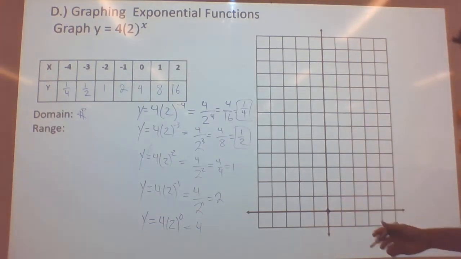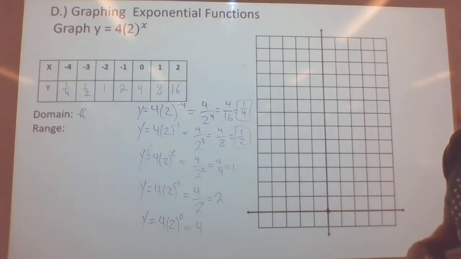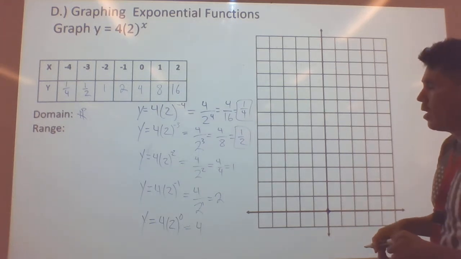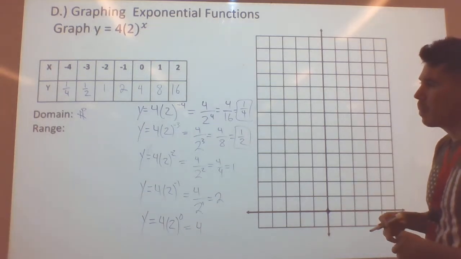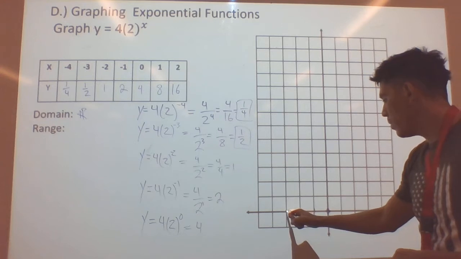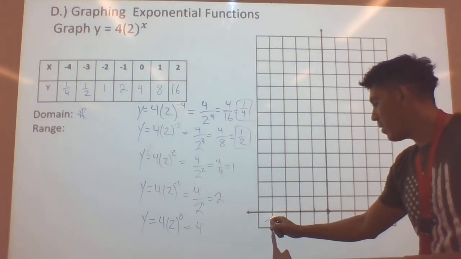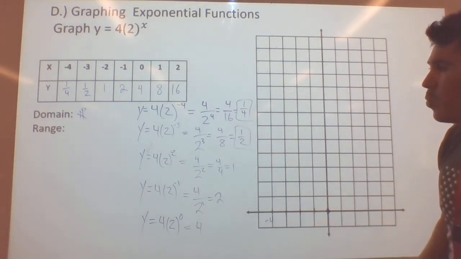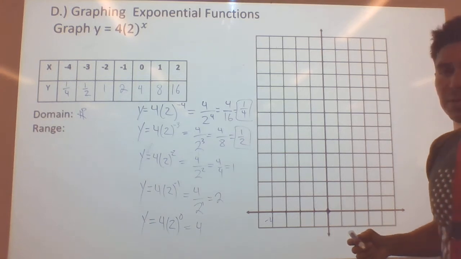We're going to graph that, and we'll see what kind of shape it has. Based off that, I can tell you right now that it's going to be growth. Let's see. So, x value negative 4, and then 1/4. 1/4 is just 0.25.